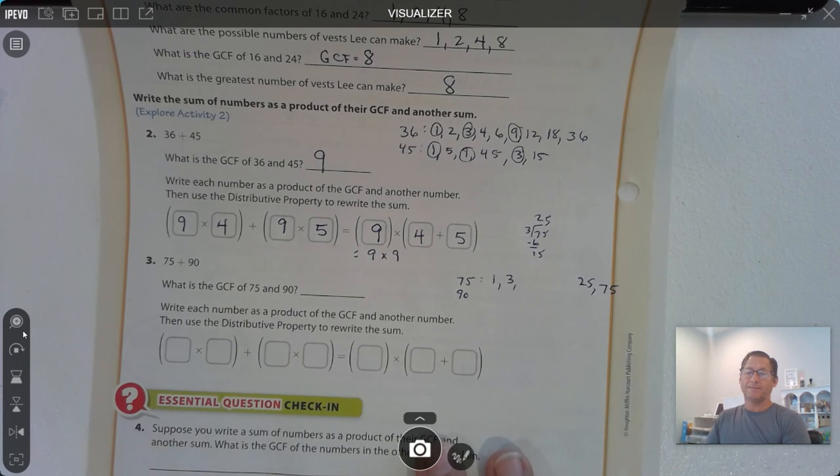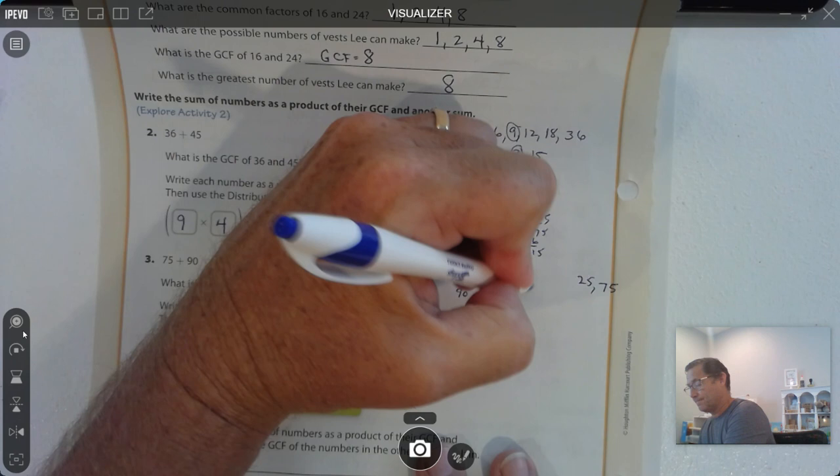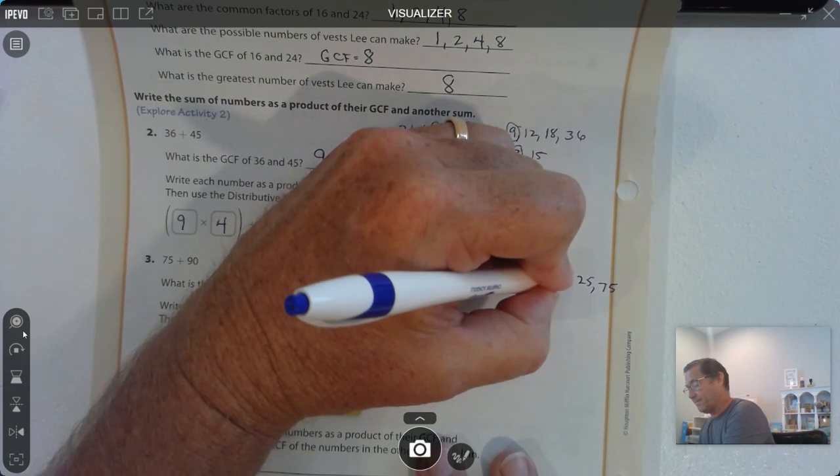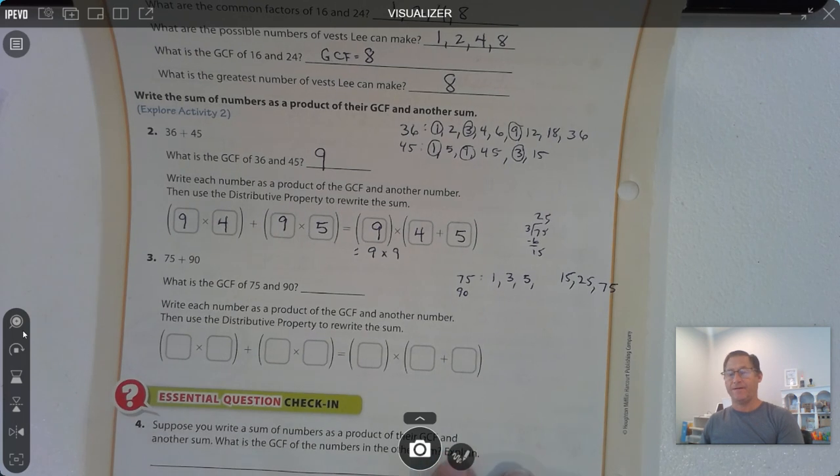4 will not work. 75 is not even. 5 will work. 5 times 15. 6 will not work. 7 will not work. 8, 9. Okay, so those are your factors of 75.